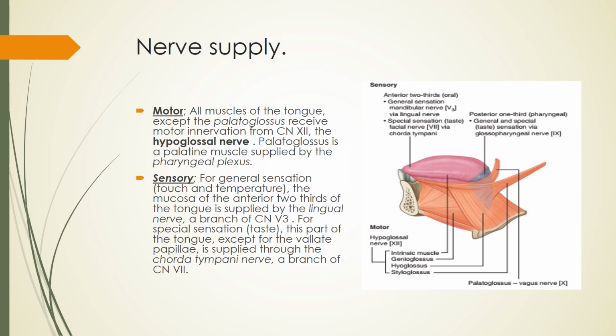So again we divide the tongue into anterior 2/3, posterior 1/3 and posterior most part of the tongue. For general sensation like touch and temperature, the mucosa of anterior 2/3 of the tongue is supplied by lingual nerve. Lingual nerve is a branch of mandibular division of trigeminal nerve, while the taste sensation from the anterior 2/3 of the tongue is carried by chorda tympani, a branch of facial nerve.